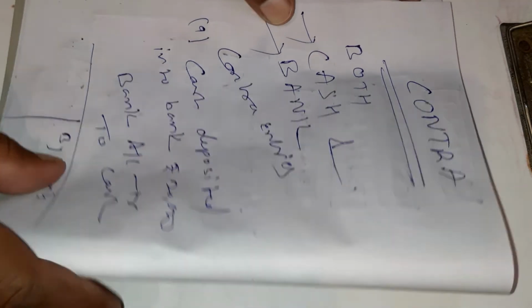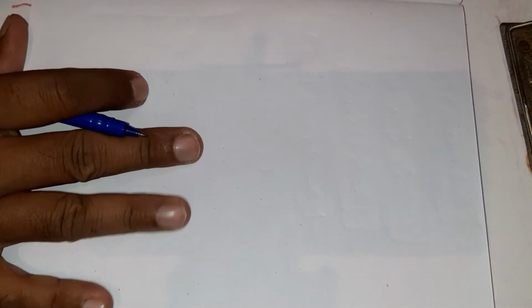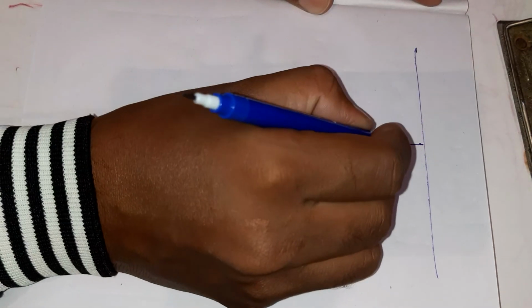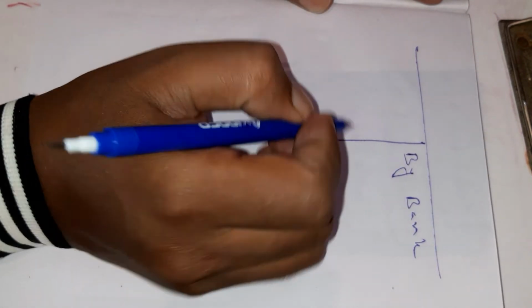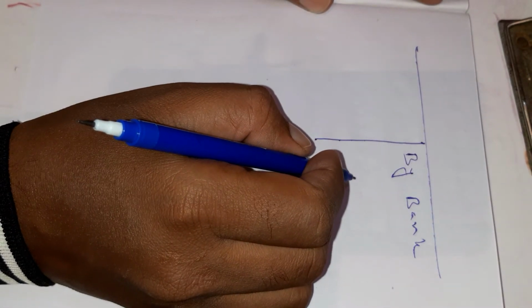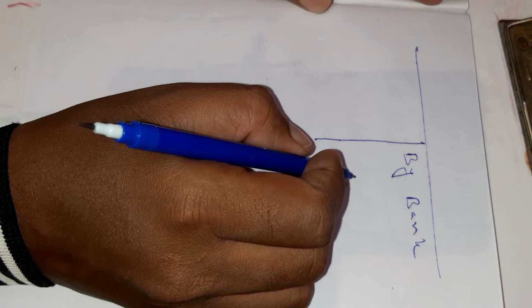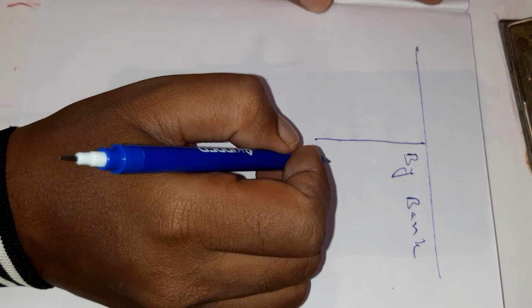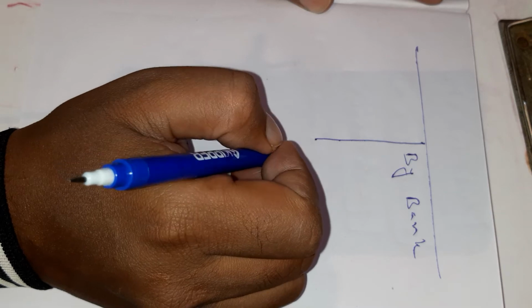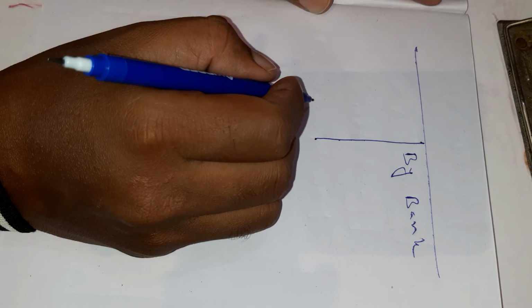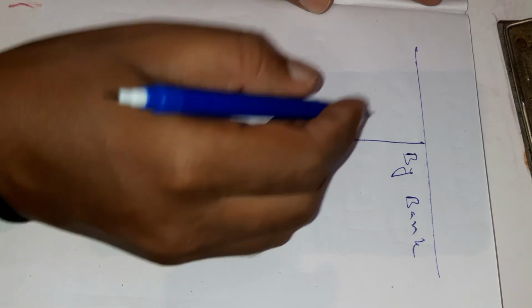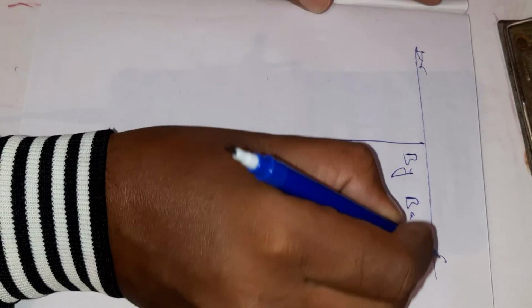So in this transaction the bank account is to be debited. Which account? By bank. In this transaction the bank account is to be debited and the cash account is to be credited. So bank account debit to cash. This is debit, credit.